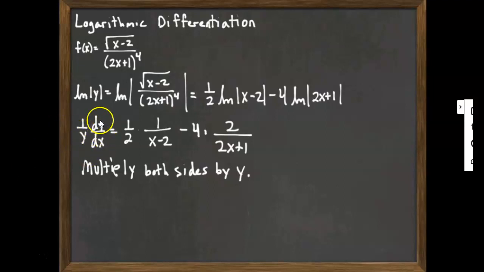On the left-hand side, we're going to multiply by y as y. So we're just going to get dy dx. On the right-hand side, we're going to realize y is equal to this stuff. And so the stuff on the right-hand side is in terms of x. So on the right-hand side, I'm going to multiply by the original function. So we go ahead and do that.